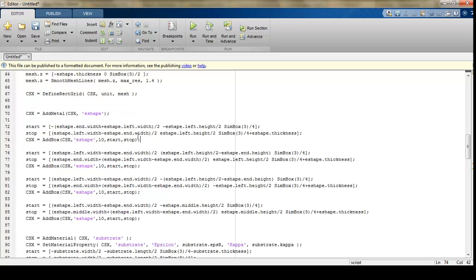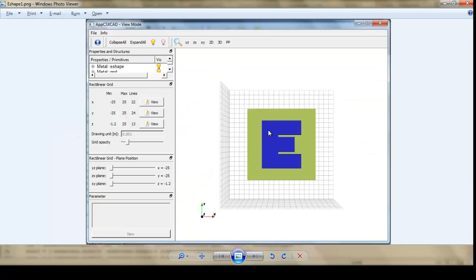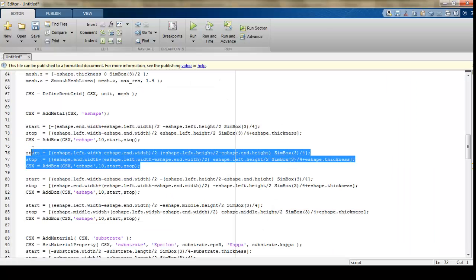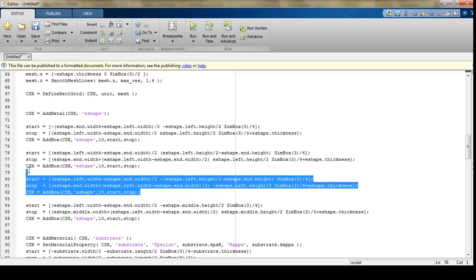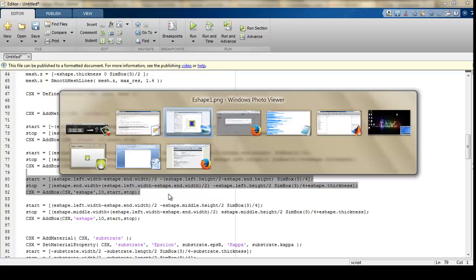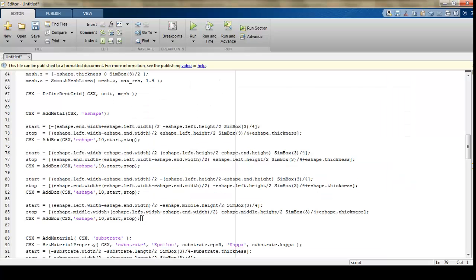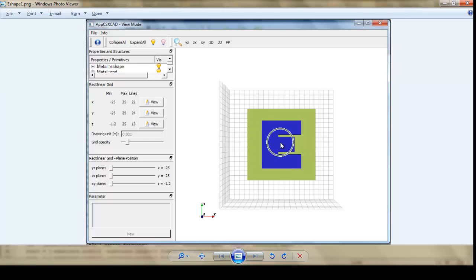This was used to build the left part of the E-shaped patch antenna. That would be that part. Whereas this was used to build the top part of the E-shaped patch antenna. So that's over there. And this was used to build the bottom part of the E-shaped patch antenna, which is over here. As well, this was used to build the middle part of the E-shaped patch antenna, and that's right there.